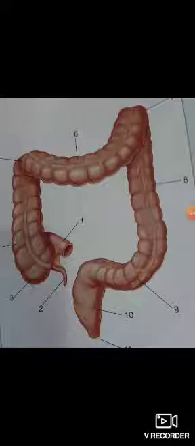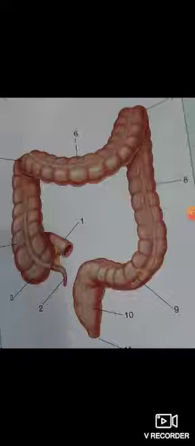Here, number 2 in this figure is for the appendix. This is a worm-like diverticulum arising from the posteromedial wall of the cecum, about 2 cm below the ileocecal orifice. Now, the dimensions are like this. The length varies from 2 to 20 cm with an average of 9 cm. It is longer in children than in adults. The diameter is about 5 mm. The lumen is quite narrow and may be obliterated after mid-adult life.